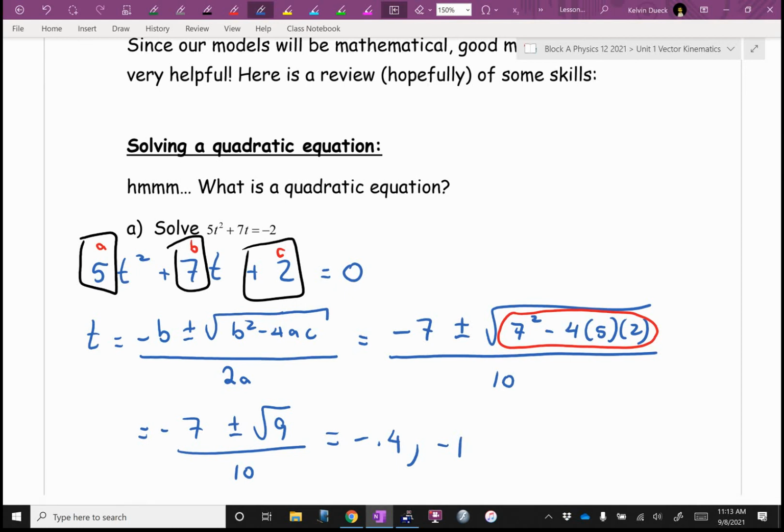If you don't have a built-in solver, you have to be able to solve a quadratic and get it right all the time. Telling you right now, there's going to be a question for 7 marks, yes, 7 marks on your test, that's going to require you to solve a quadratic to get the right answer. Now, if you have a built-in solver, I'll show you how to use that in a second. Okay? Let's do another one.